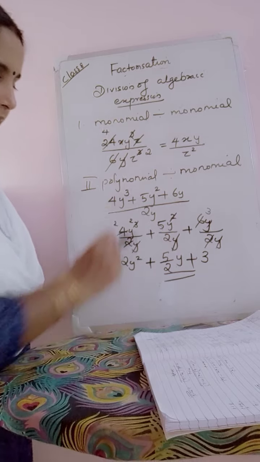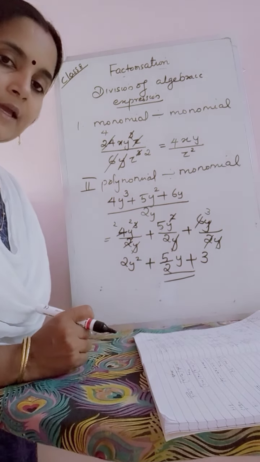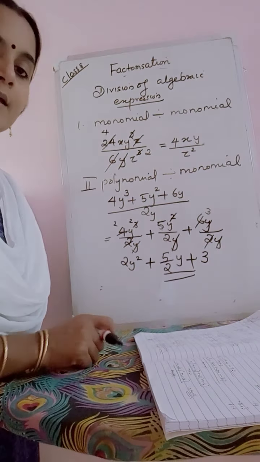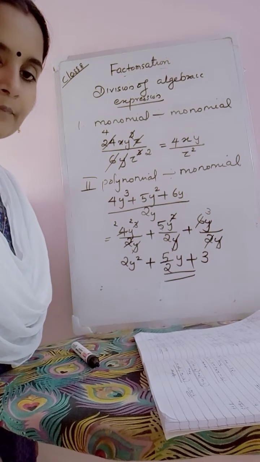In this way, we divide a polynomial by a monomial. Okay.